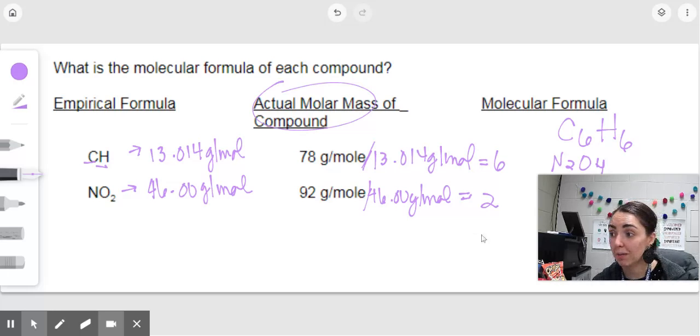Now, if this number comes out to be 1, it means that the empirical and the molecular are the same. And again, that does happen sometimes. So sometimes the empirical and molecular are the same. You get a ratio of 1, and in that case, you just leave it. You don't have to change anything.